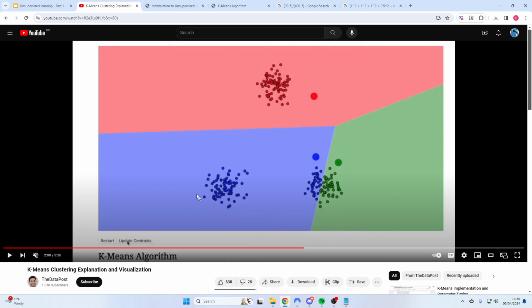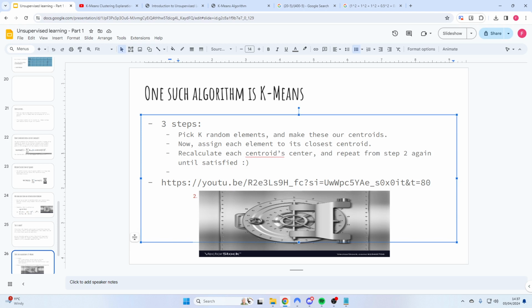So here, all of these, its closest is blue. All of these closest are red. And here, this cluster of elements, it's kind of split in the middle. Some of them are closer to blue, some are closer to green. Okay, so that's part 2. Assign each element to its closest centroid. And then now we just need to recalculate each centroid's center and repeat from step 2 again until we're satisfied.